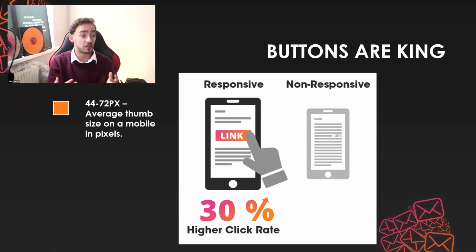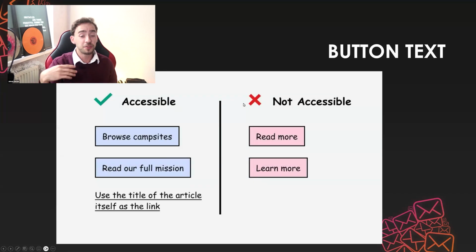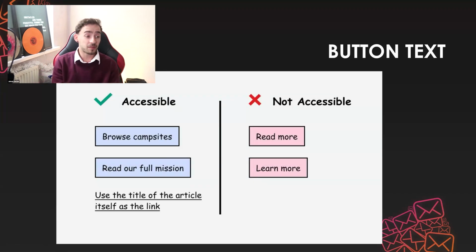So when you're doing your emails, try to use buttons where possible, as they're more accessible and also they get you higher clicks. When you're using buttons, there are also some accessibility things to consider. So make your buttons descriptive. You do not want to have buttons that say "read more" and "learn more."